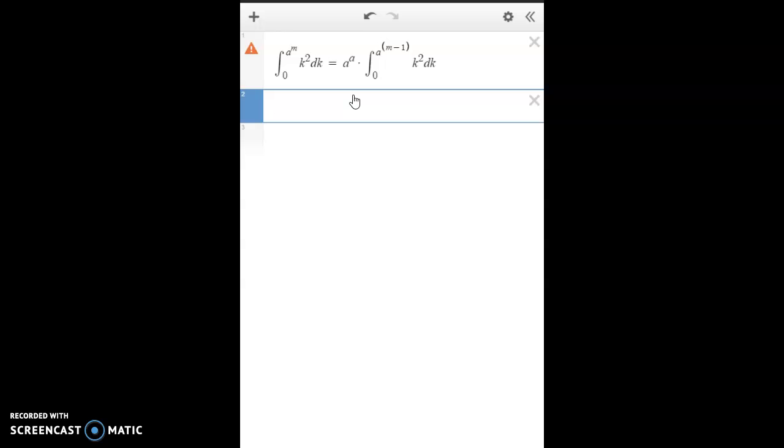But this doesn't just work for k squared, it works for k cubed. Where k cubed is actually a to the, now it's a to the a plus 1. Yeah, I think that's how it works. So a to the m k cubed dk, then you get that as just a to the a plus 1 times the integral from 0 to a plus 1 of k squared dk.